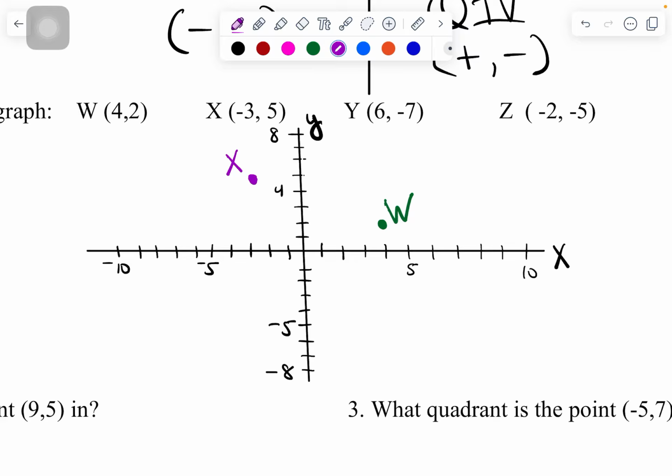And then I've got W. No, I got X, I got Y. All right, so let's get to the next point here.